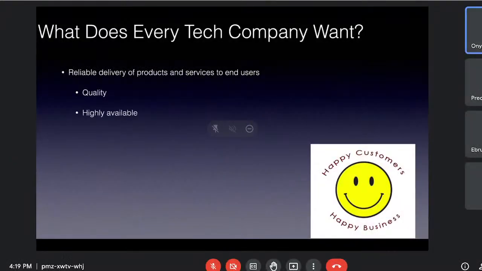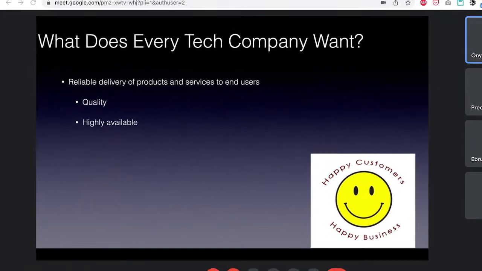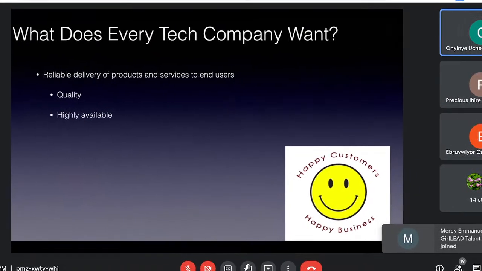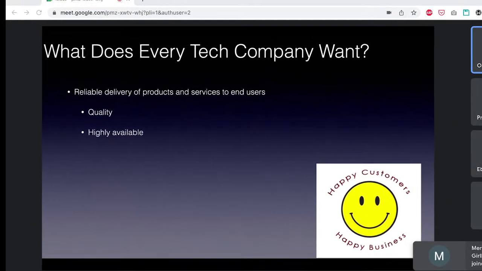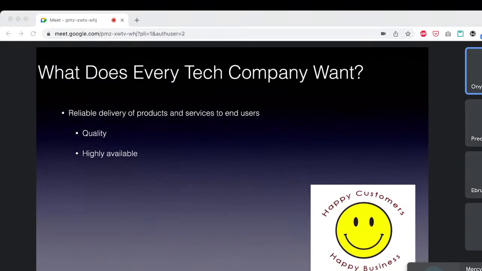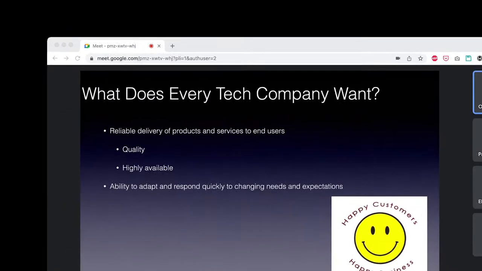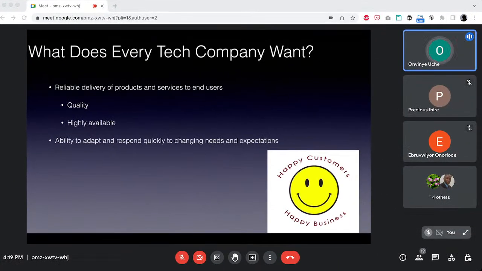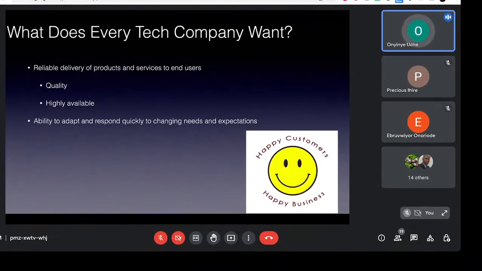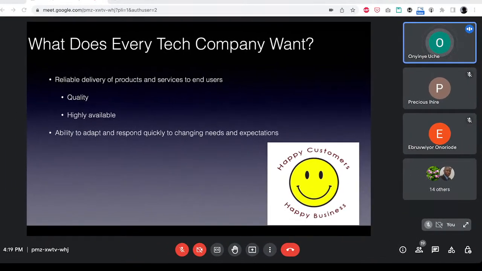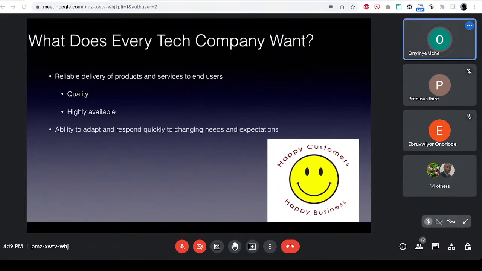That's one. And a lot of times they want to be highly available. So I want my customers to be able to access my app at all times. This is the goal for every serious tech company. And you can imagine, even if you're dealing with a slow site, it gets frustrating, not to talk of if people cannot even access your site at all.